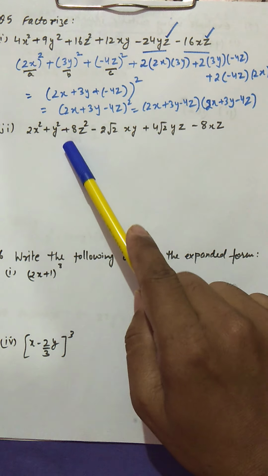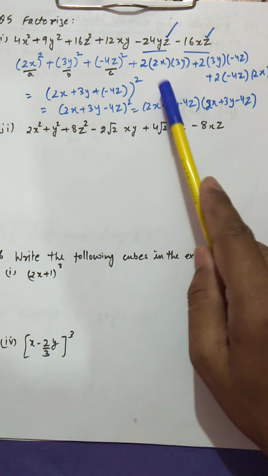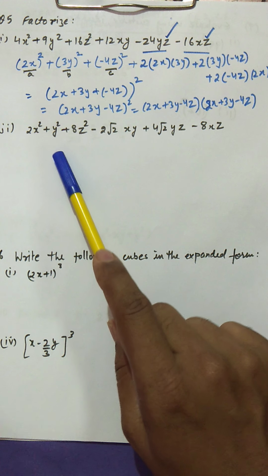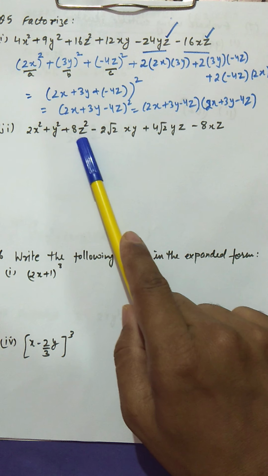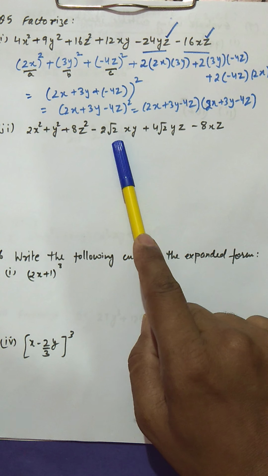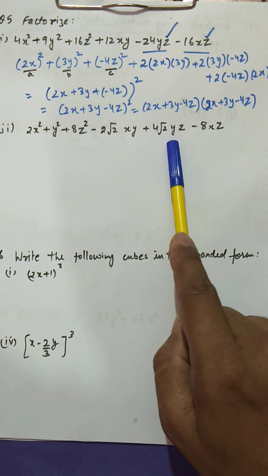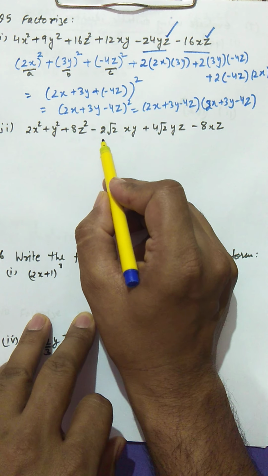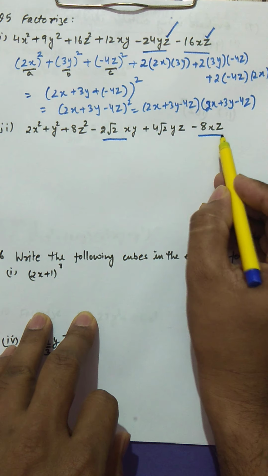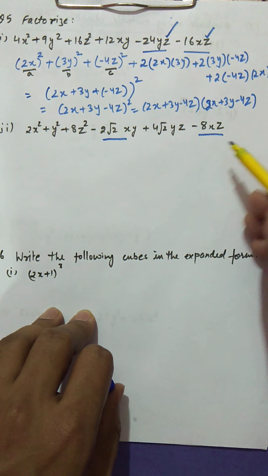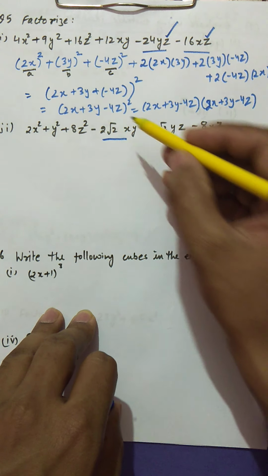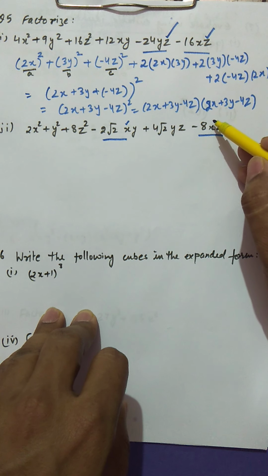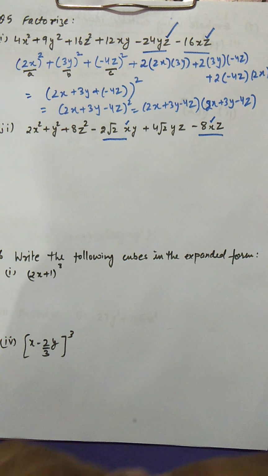Now see this second part, which is a little difficult as compared to the first part. You can see this 2x square, this is y square, this is 8z square, this is minus 2 root 2 xy, this is 4 root 2 yz, this is minus 8xz. So as we have done in the previous step, you underline the negative terms and you see which variable is common in these two. So you can see this x is common, so the term in which x is coming is going to be negative.